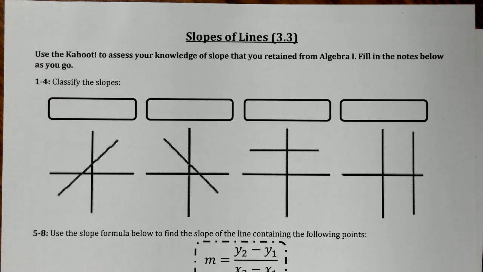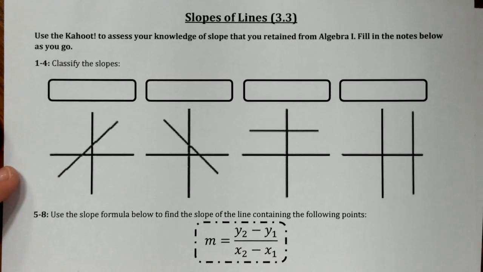But this lesson is going to be reviewing not only the slopes of lines, how to find the slope of a line, but also talk about parallel and perpendicular lines and compare their slopes. There is a Kahoot activity that goes along with this. If we did not do the Kahoot, I'm going to go ahead and walk through this for you guys. We're going to classify these slopes.